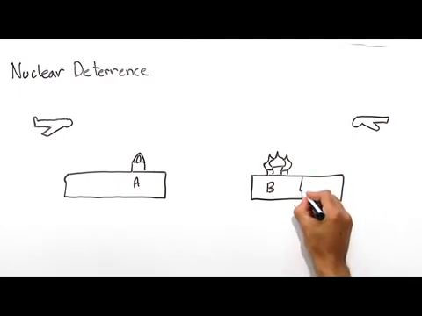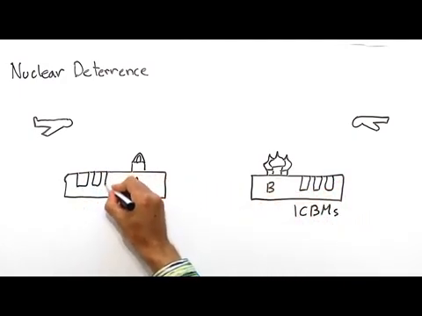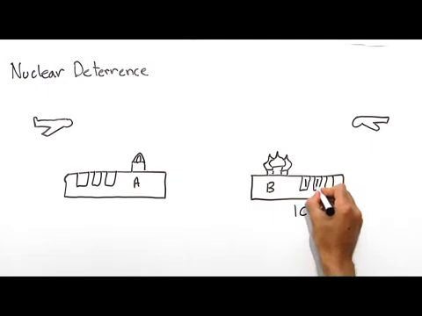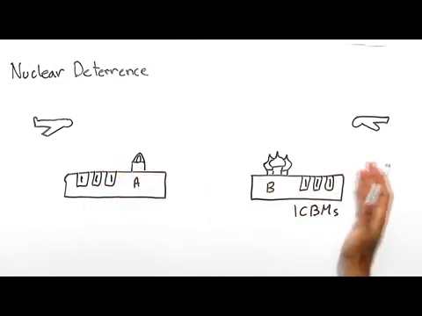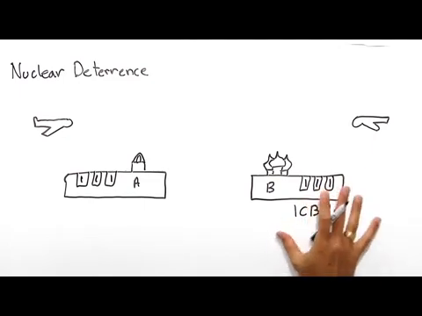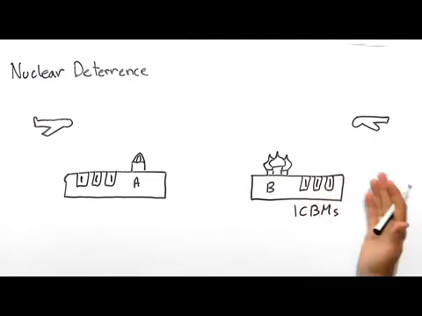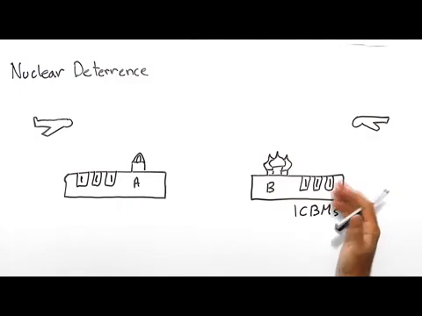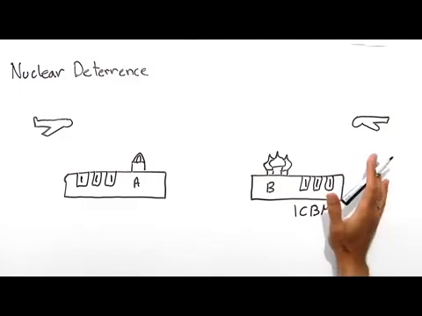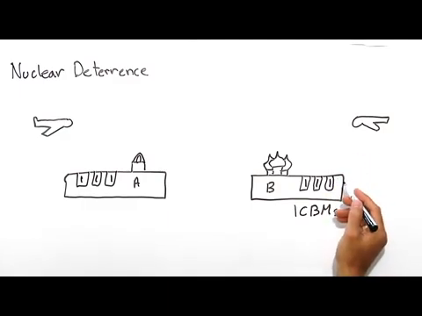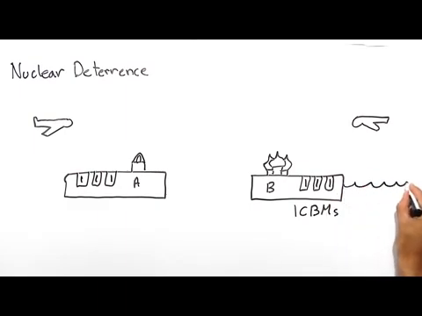And these ICBMs were based underground, so I'll just draw some silos here. And in each silo was an intercontinental ballistic missile with a nuclear warhead on top, or in some cases, several nuclear warheads on top. And when ICBMs were developed, it actually enhanced the idea of nuclear deterrence and the threat of punishment, because not only were the bombers available, and they, of course, could be shot down, there were now all of these ICBMs.